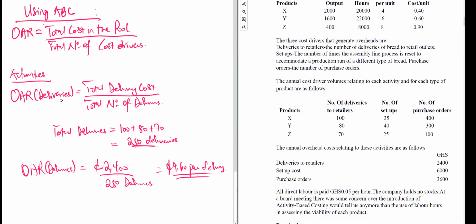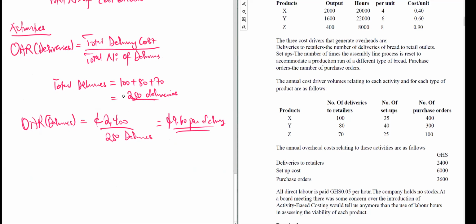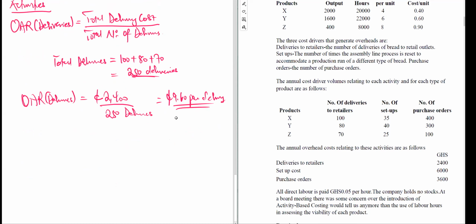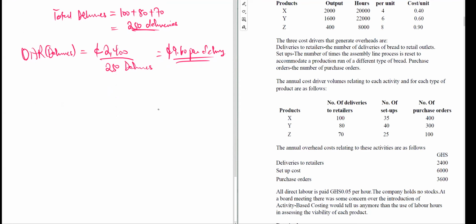Does that make sense? Okay, so now I've been giving you the commentary. The next commentary, you have to provide it for me. For every delivery to retailers, it costs the organization 9.60 cedis in overheads per delivery. Do you understand? Okay. So now what's the next one?